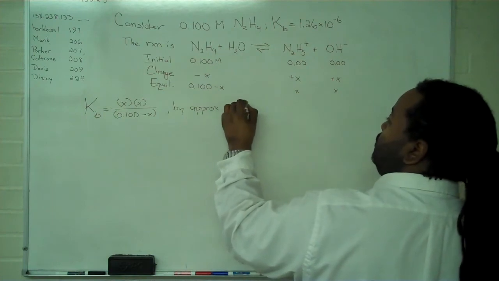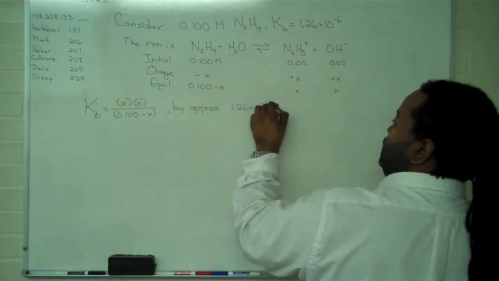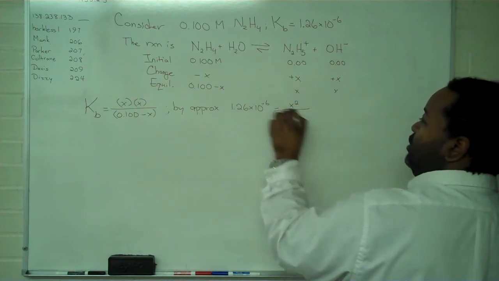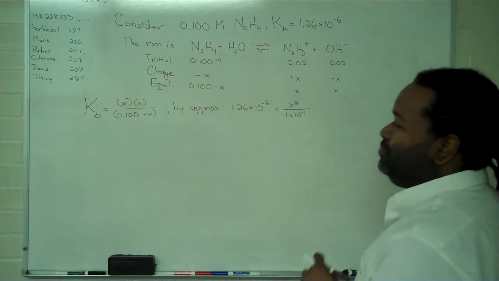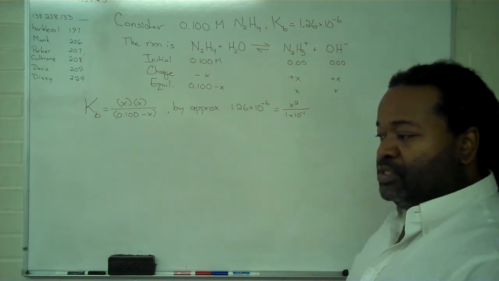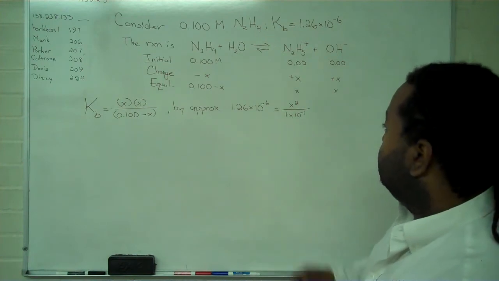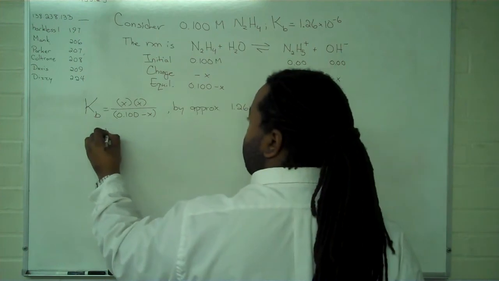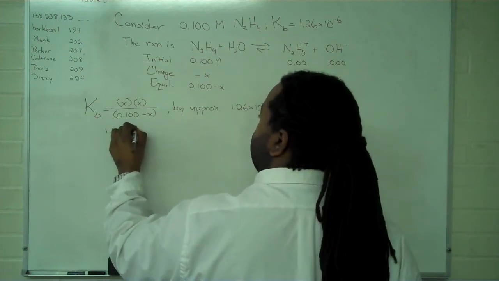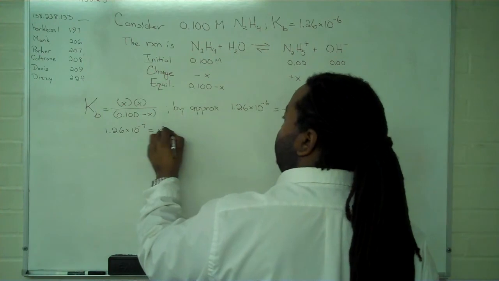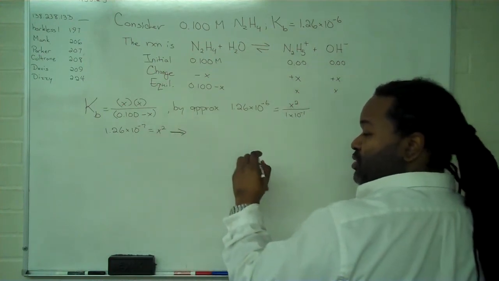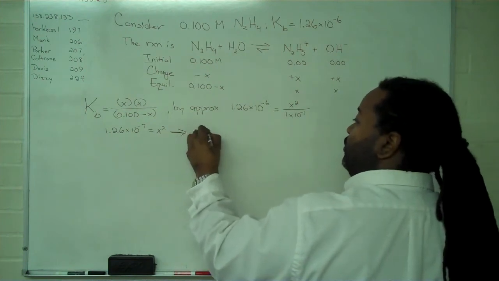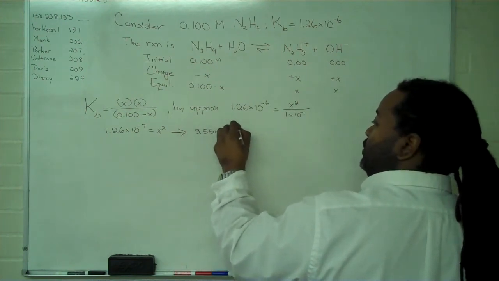this gives us 1.26 times 10 to the negative 6 is equal to x squared divided by, let's go with 1 times 10 to the negative 1. And so now we can simplify this out. This gives us 1.26 times 10 to the negative 7 equals x squared. And the value we get for x when we take the square root of everything is 3.55 times 10 to the negative 4.